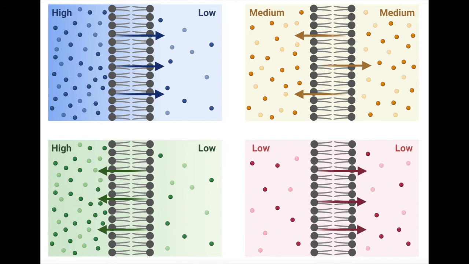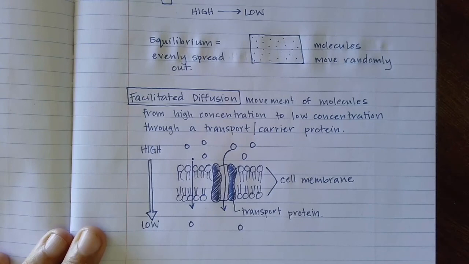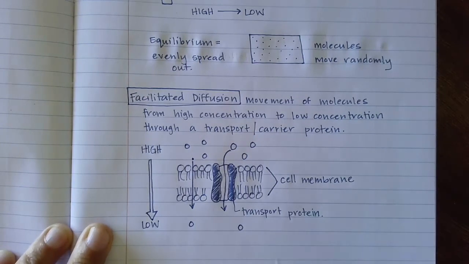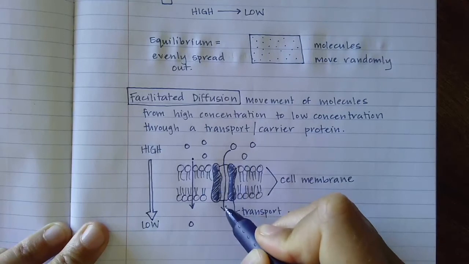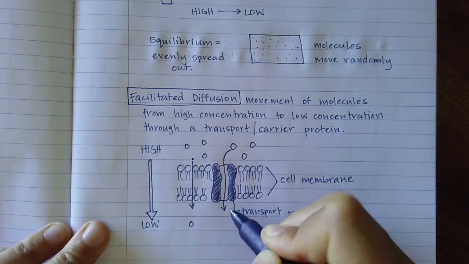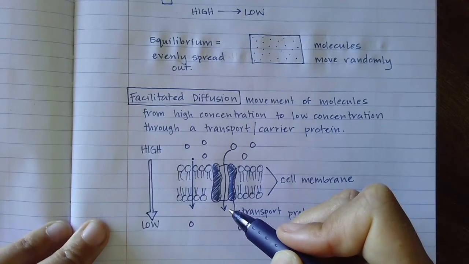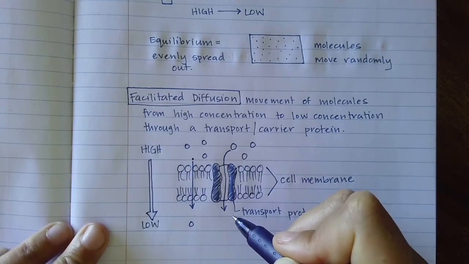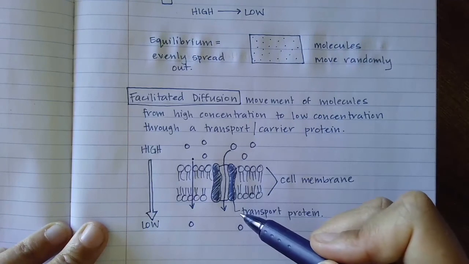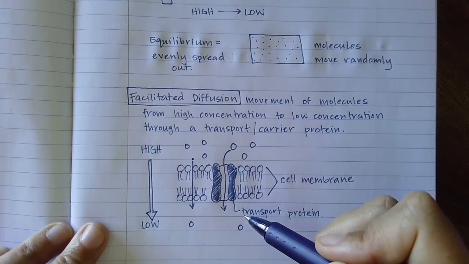So, which of these diagrams shows diffusion? Even though the molecules are all moving through a membrane, the blue molecules are the only ones that are diffusing, because they're the only ones that are moving from high concentration to low concentration. Now, it's important to note that molecules can move through these transport proteins in either direction, but they're always going to move from high concentration to low concentration. That's the diffusion part. The facilitated part means that they're helped.